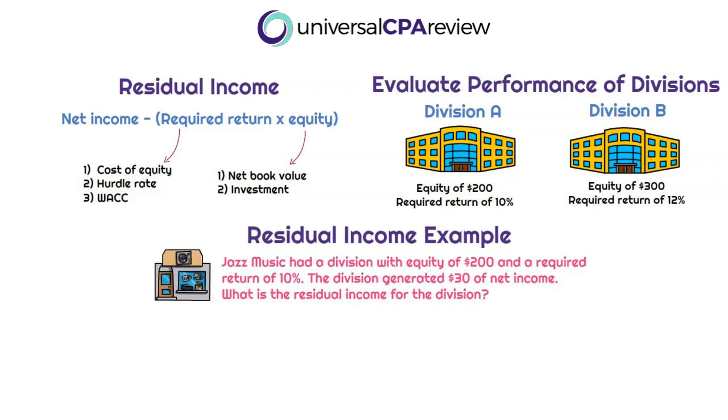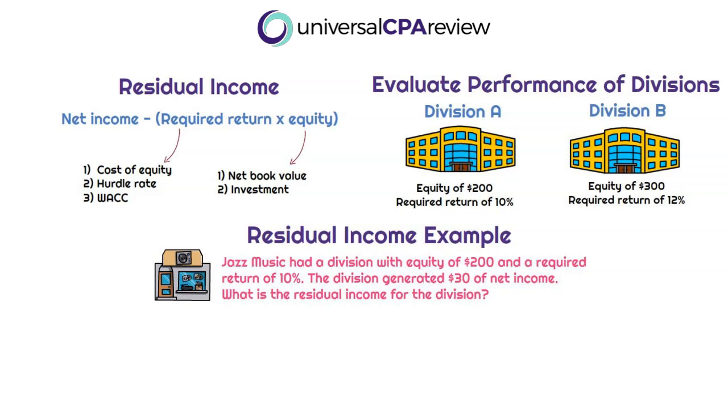So looking at an example for residual income, it says that Jazz Music had a division with equity of 200 and a required return of 10%. Now the division generated $30 of net income, so what is their residual income?